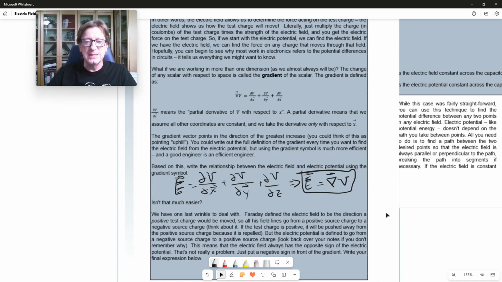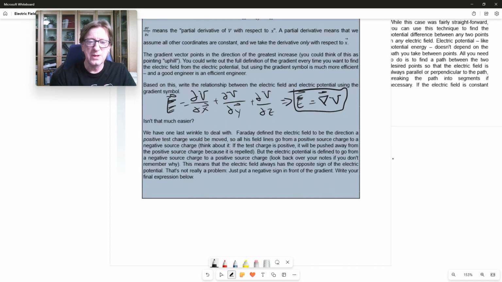So that means that the electric field is always going to have the opposite sign of the electric potential. Okay, that's not a problem. So all we need to do then is just put a minus sign in front of our expression here. All this means is that whatever direction your potential is changing, the electric field is actually in the opposite direction from that. Simple as that. Nothing really complicated with it.